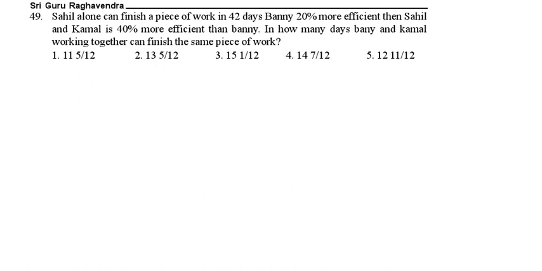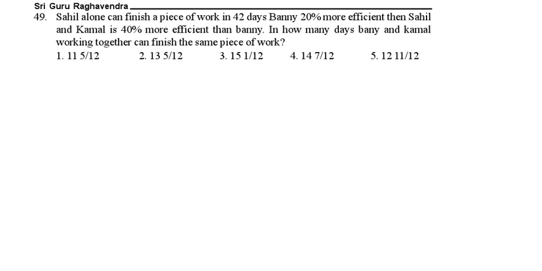See the next one. Sahil can complete a piece of work in 42 days. Bunny is 20% more efficient than Sahil, and Kamal is 40% more efficient than Bunny. In how many days will Bunny and Kamal working together finish the same piece of work?